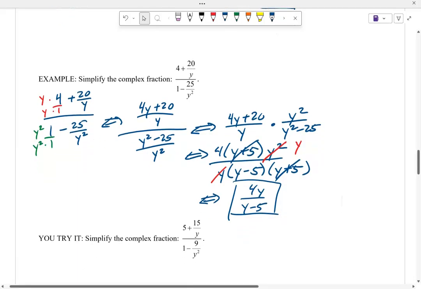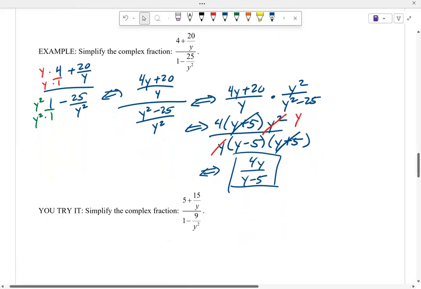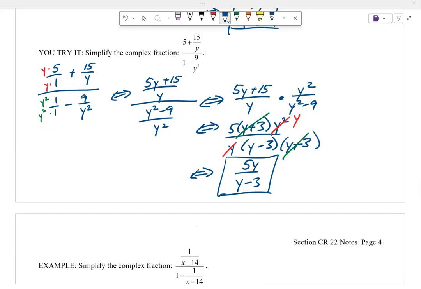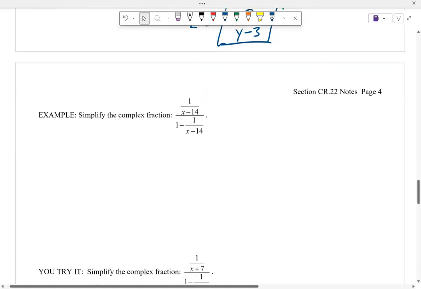If you want to pause the video on this next one, you go ahead and do that and work through that. You should end up with 5y over y minus 3. And that one, through my work there.